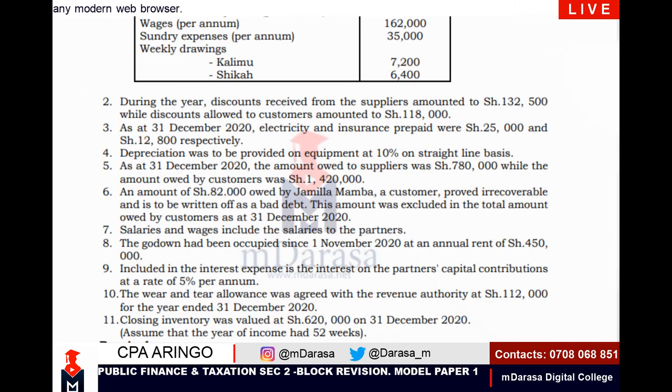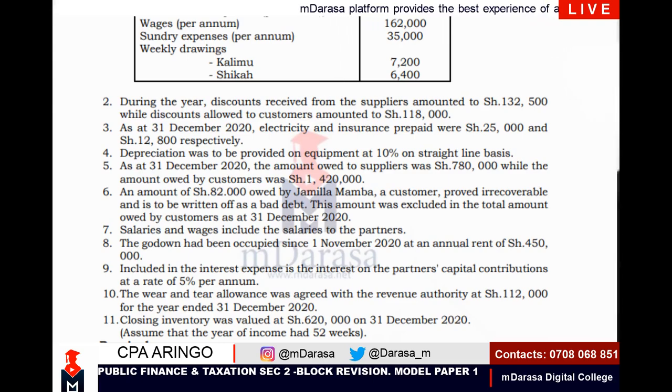And remember, any time you are dealing with taxation, the concept of depreciation will never affect us. Depreciation should not affect us anytime we are dealing with the concept of what? With the concept of partnership, or rather with the concept of tax. Correct?